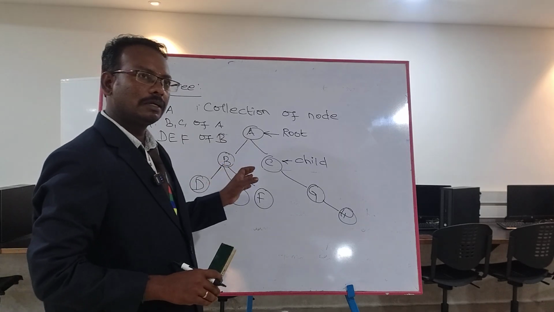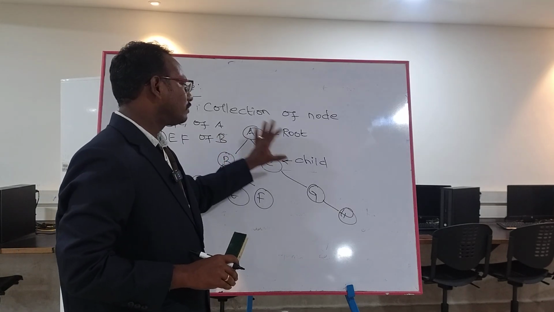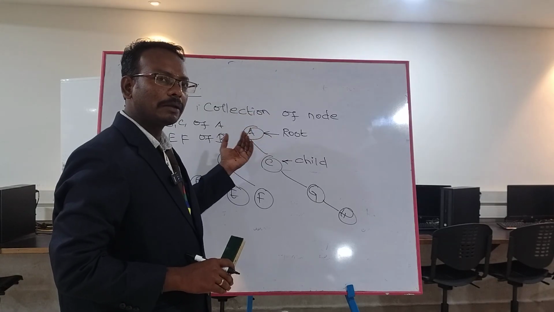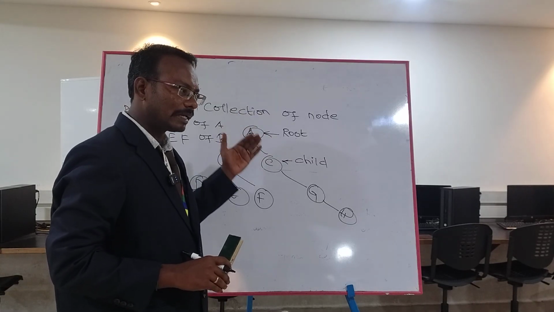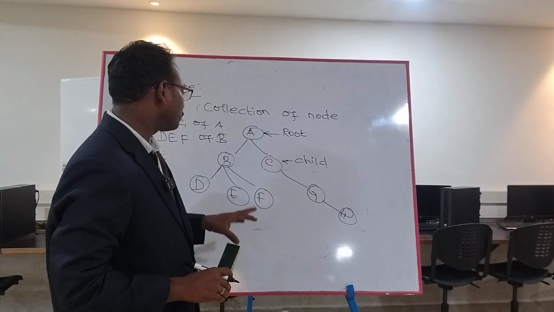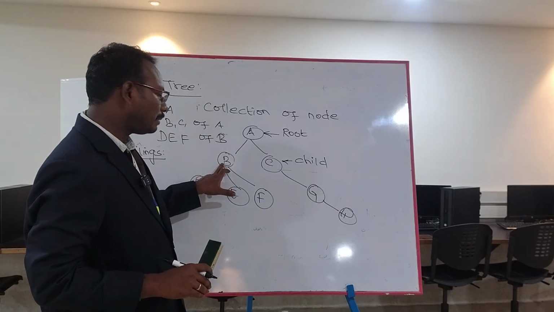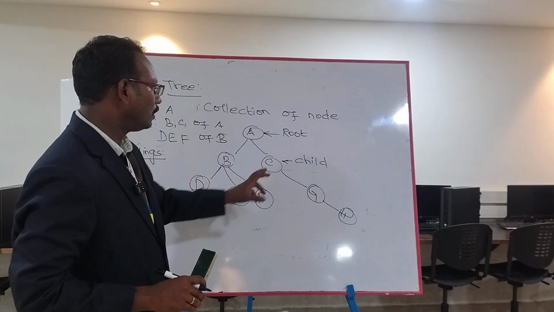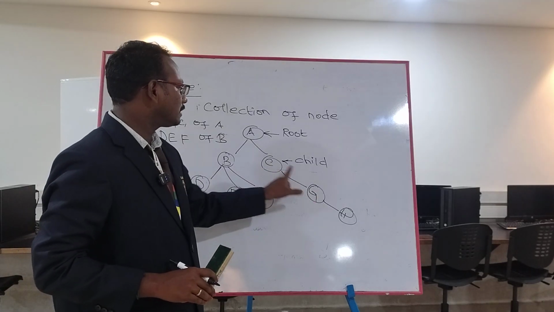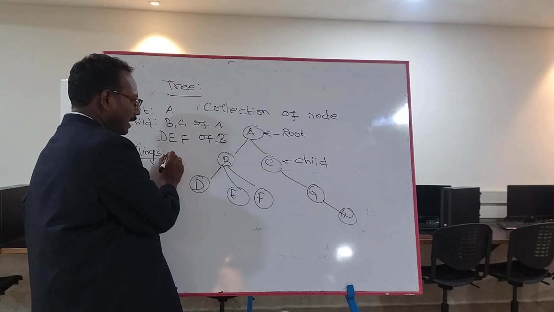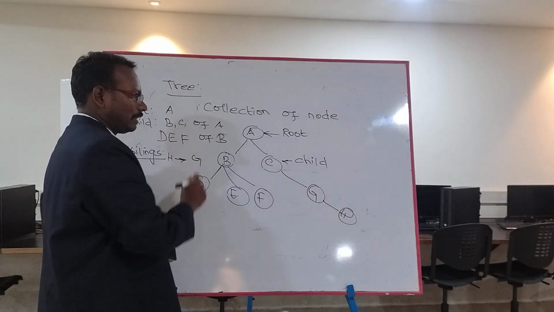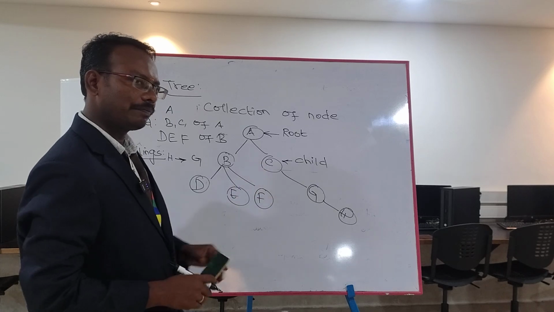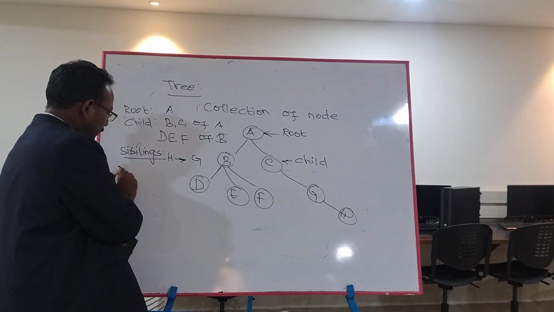What are siblings? The child nodes of a root node are called siblings. From a root node, if n number of nodes are available at the next level, then they are called siblings. For example, D, E, F are the siblings of B. Likewise, H is the sibling of G. These are siblings. And the next one is degree.